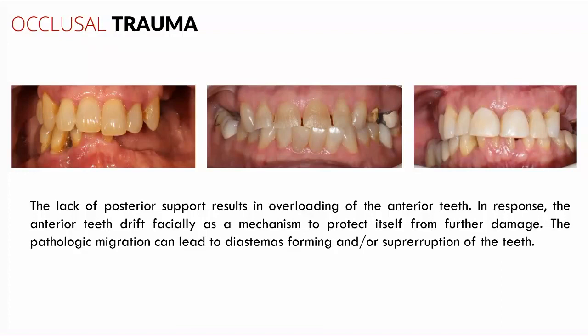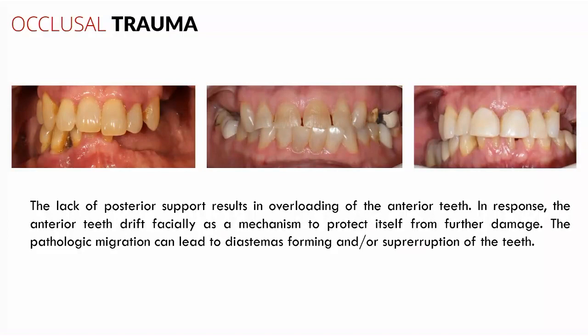Right? Posterior support means the posterior teeth are removed and it's no longer providing those protective elements that we described in the very first part of this lecture, right? We said the posterior teeth are great in absorbing vertical forces to protect the anterior teeth, right? So if those posterior teeth are gone, guess what's happening to the anterior teeth? It's taking on all the occlusal forces.